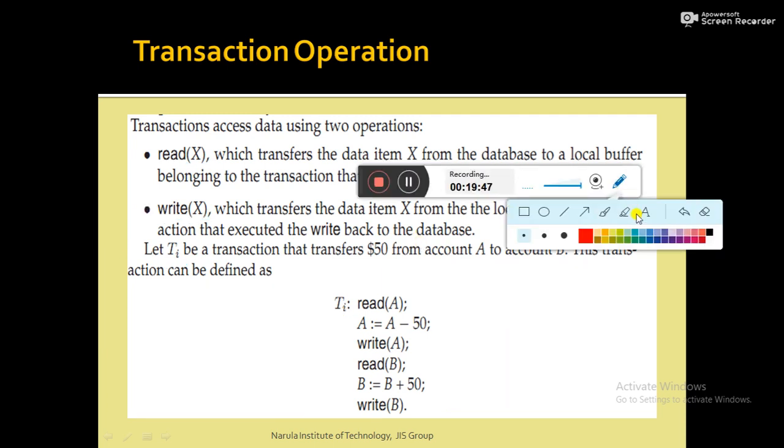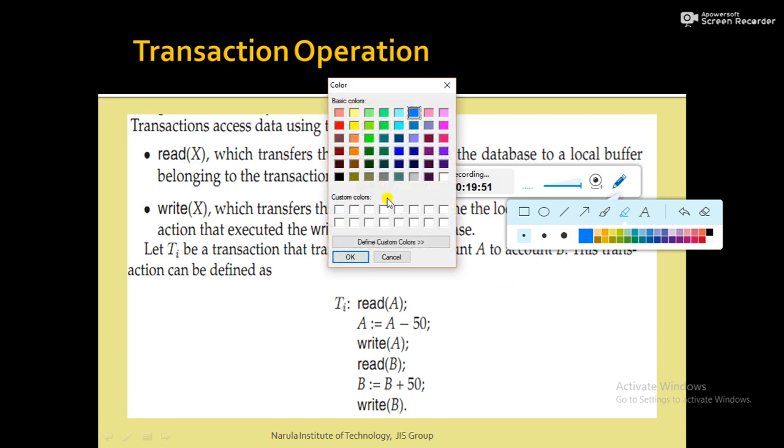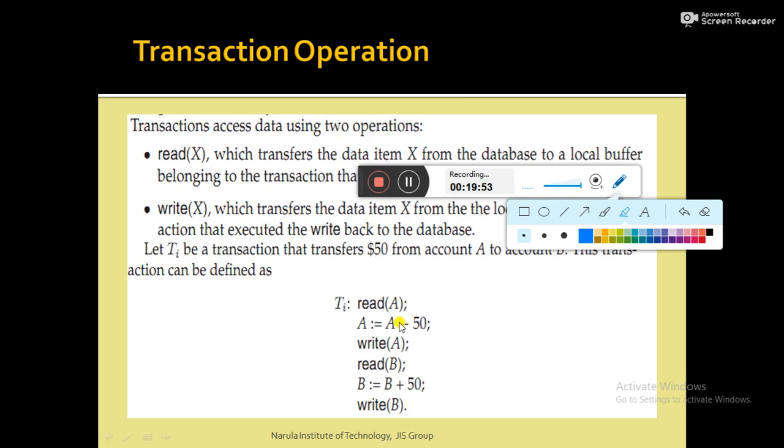So let me explain the transaction line by line. The objective is to transfer $50 from account A to B. That means we have two accounts already. As I have mentioned, an account means it's a database, and assume that all these databases are stored in the hard disk. So this is the hard disk.